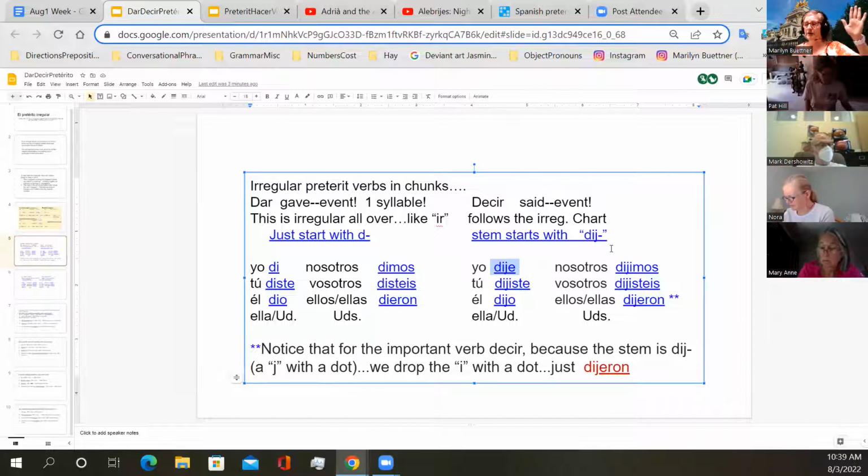Decir is longer than dar. Decir still has a funky, weird thing that happens with the front part of the DEC of decir, right? DIJ is what it switches to. There is no J in decir. That looks all wrong, but it's what happens. Dije, dijiste, dijo, dijimos, dijiste, dijeron.